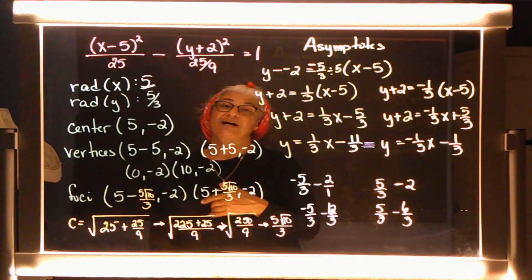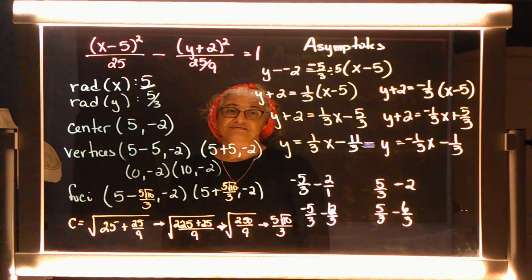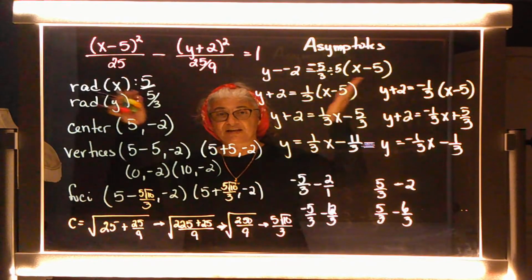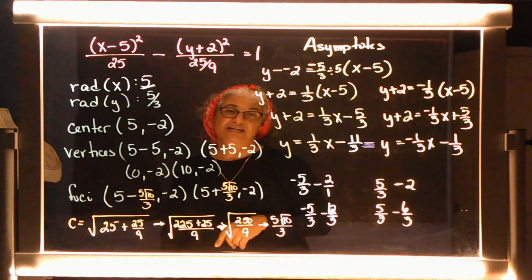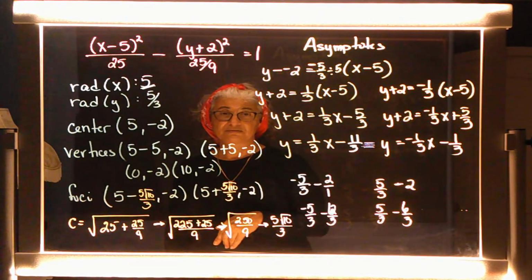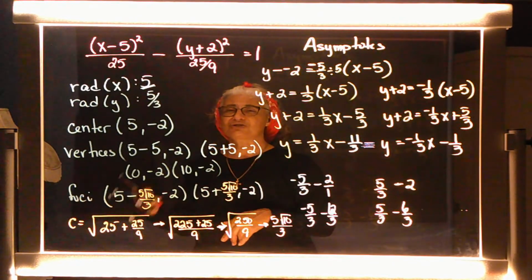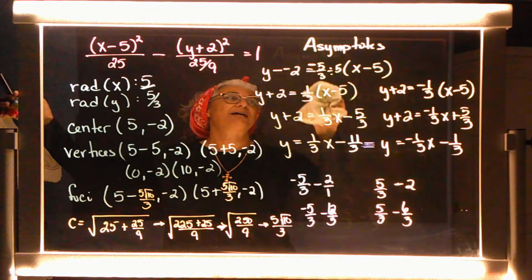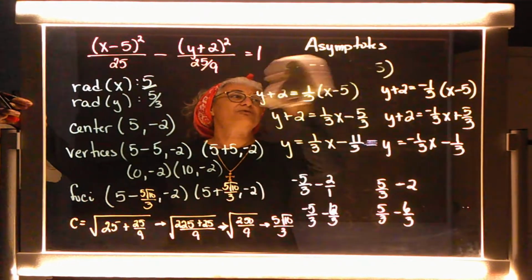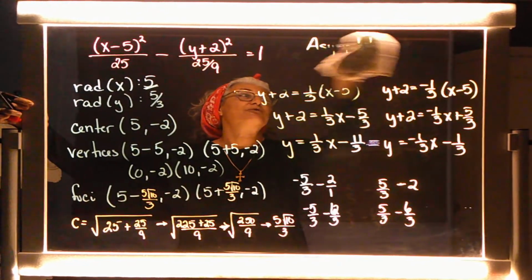If they want me to graph this, I can graph this. My parabolas would be going left and right, and they would touch the vertices (0, -2) and (10, -2). Cool? And I know some of you are like, can you show that? Okay, hold on. I need board space to show it. So hang in there. I'm going to erase this asymptote work because it's taking up the majority of the board.